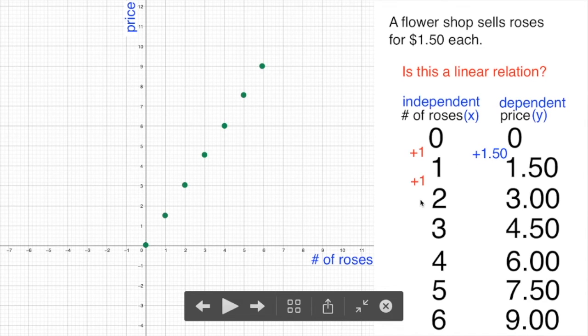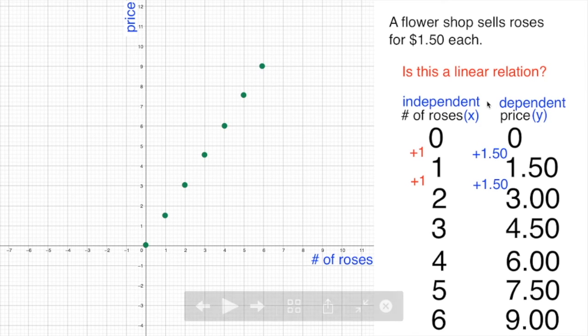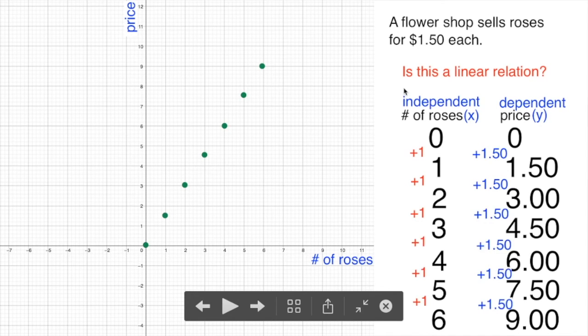Then, when we went from 1 to 2 roses, we went from $1.50 to $3, so we added $1.50. Then when we added another rose, we added another $1.50. And every time we added a rose, the price went up by $1.50. So here we see that the change from each pair of consecutive y values is 1.5. So that means that it's the same. It's a constant rate of change. And because it's the same, that makes this a linear relation.